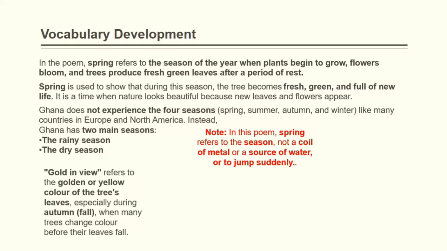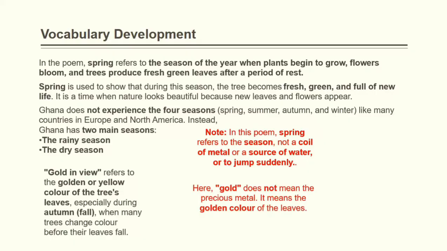Now let's look at another phrase that we came across in the poem, which is gold in view. It basically refers to the yellow color of a tree's leaves, especially during autumn, when many trees change color before their leaves fall. Here, gold does not mean precious metal, as in the gold we all know that we mine from the ground. Rather, it refers to the color of the leaves.